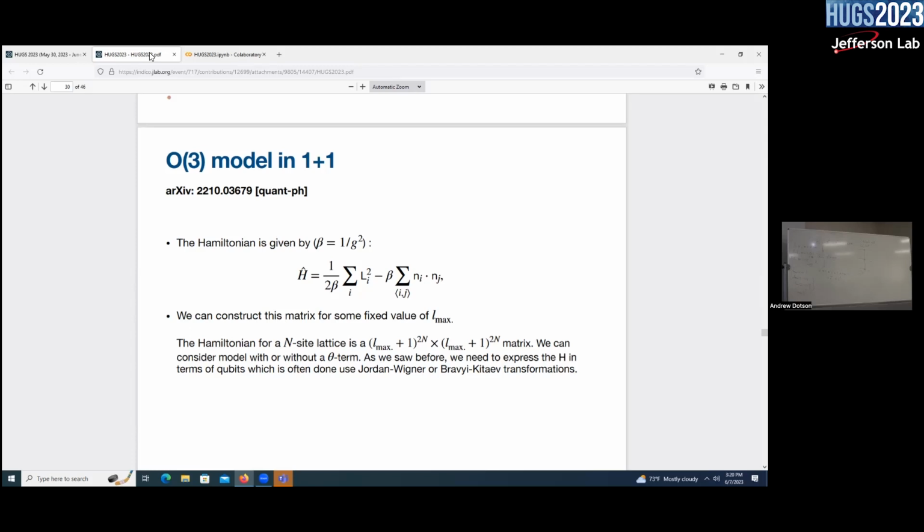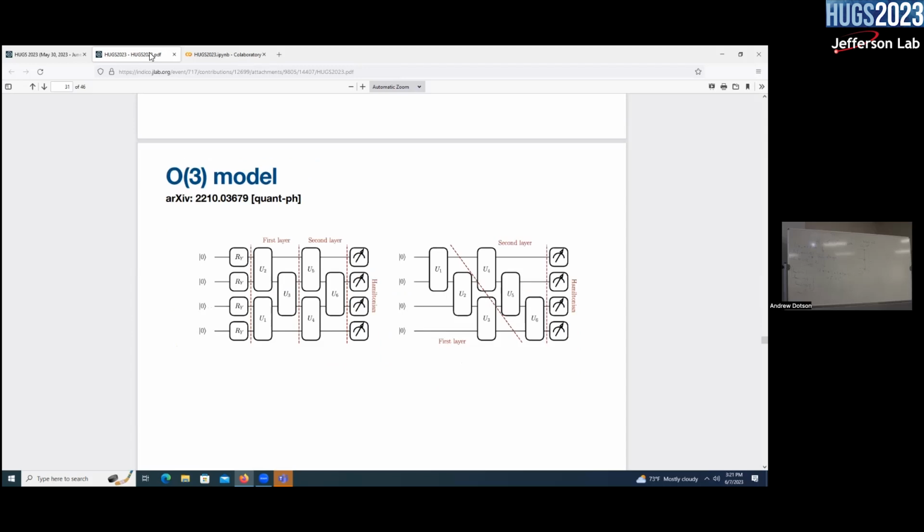Okay, one can also study this model using a theta term. I don't do it here because that is a little more complicated. But this is the plain Hamiltonian. Now, one of the things is that we have to express this Hamiltonian in terms of qubits, if we want to understand this model using VQE, right? Because VQE requires writing the Hamiltonian in terms of qubits. And people often use standard tricks, transformations such as Jordan-Wigner and other things, which you can probably know about.